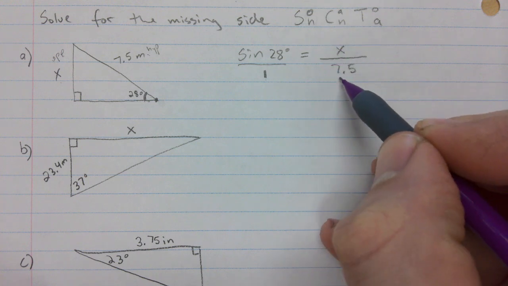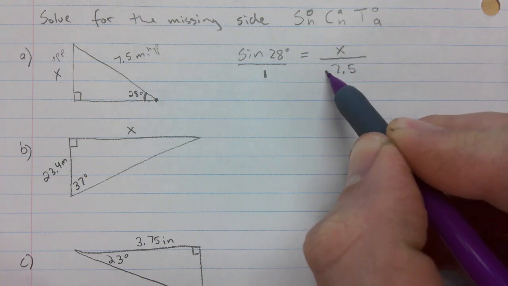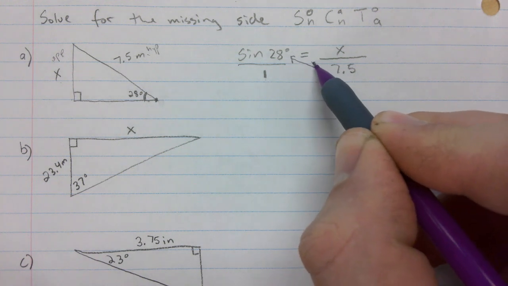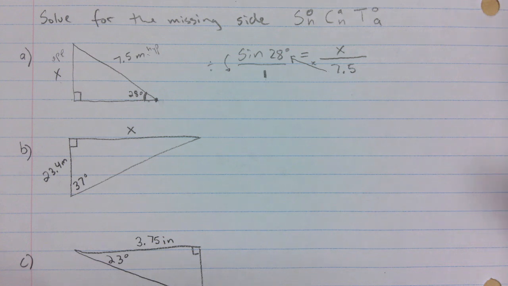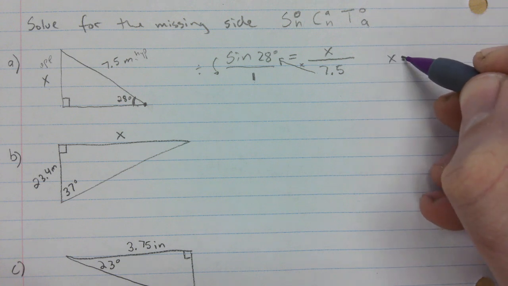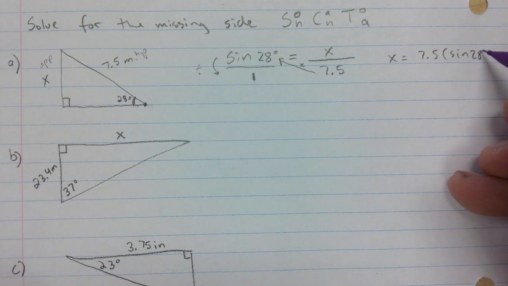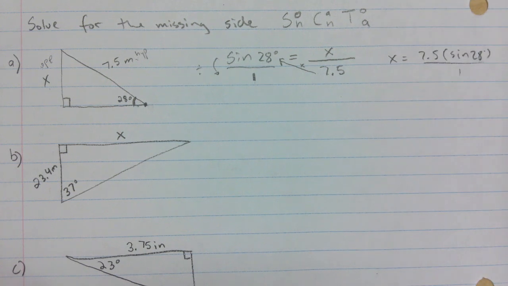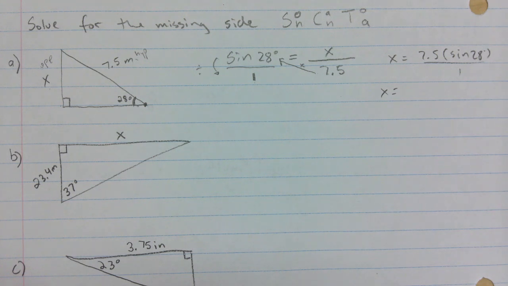So you start on the side of where your variable is. In this case, since you're down, you're going to travel up multiplying, and you're going to divide by 1, which is not really necessary, but it just helps you to know which 2 numbers are being multiplied here. So x is going to be 7.5 times sine of 28 divided by 1. Don't do that on your calculator, it's just to show the work. So 7.5 times sine of 28.